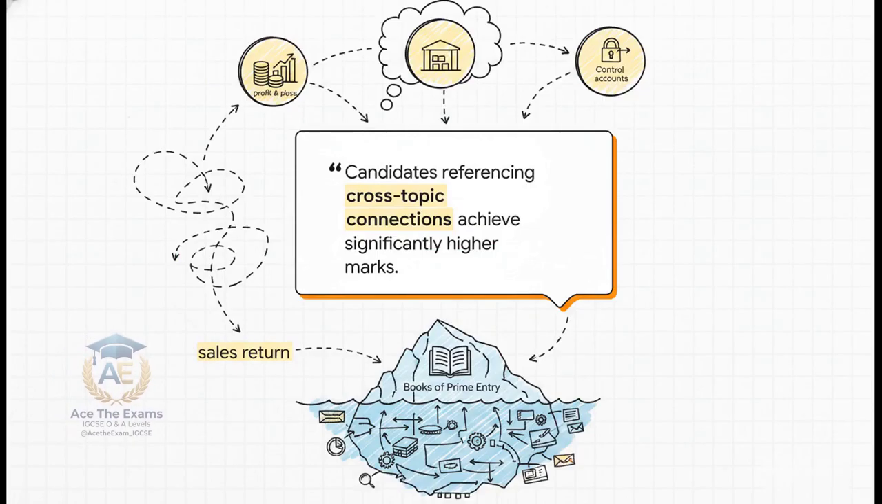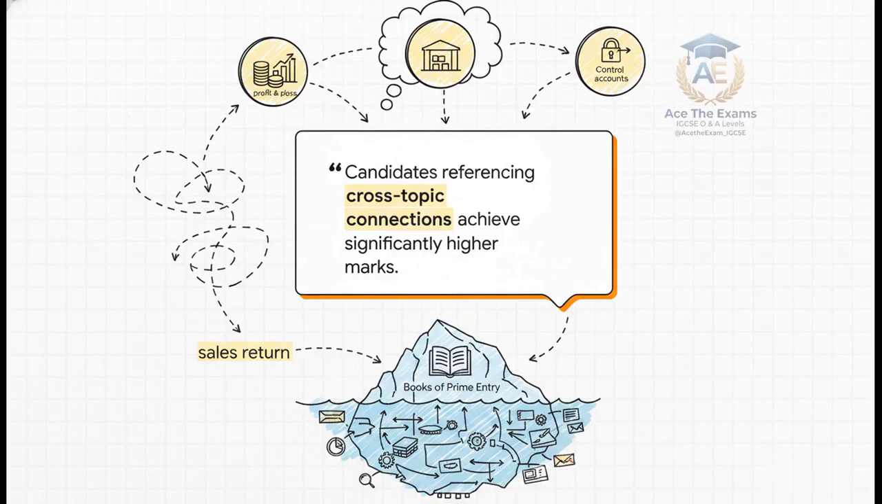Look at this quote straight from the Cambridge Principal Examiner reports. This is the ultimate insider secret. Candidates referencing cross-topic connections achieve significantly higher marks. Listen, isolated knowledge is a complete trap. You might know how to record a sales return perfectly in a vacuum, but the examiner wants to see if you understand how that single entry ripples through the entire accounting system.